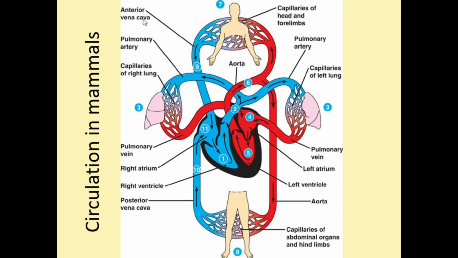The anterior vena cava from our head and forelimbs. And both of those will feed in to number 11 here, which is the right atrium. And then that blood will then move into the right ventricle, and the whole process starts again. So that is the flow of blood through the mammalian circulatory system.